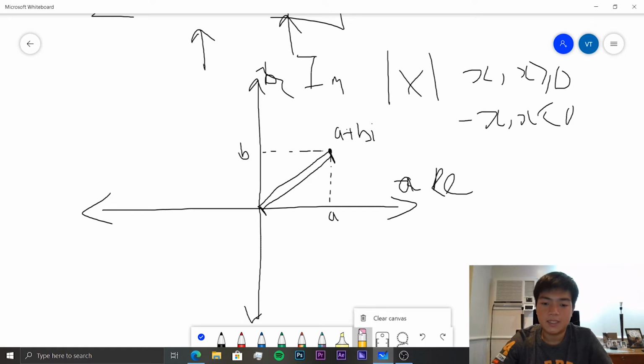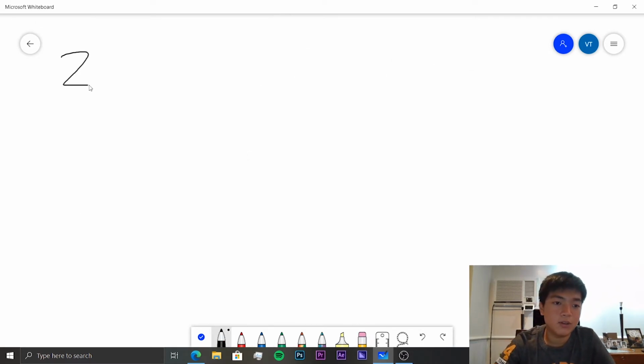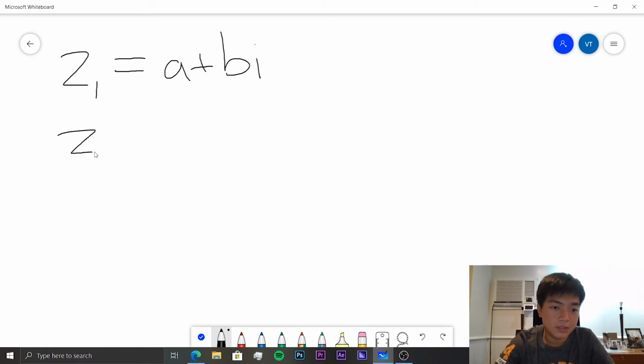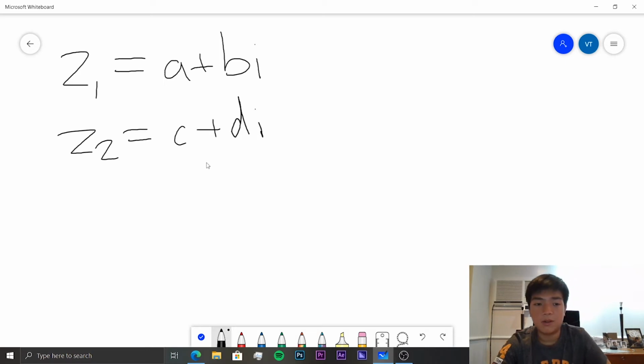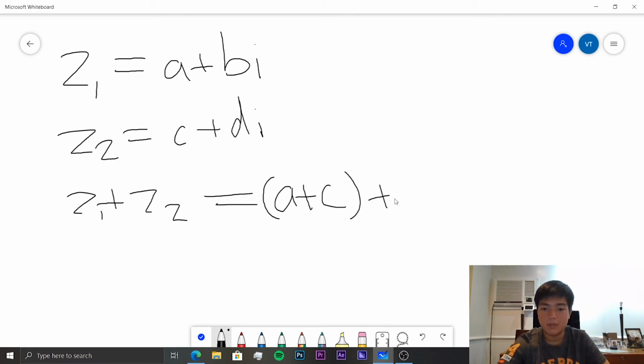So now we need to talk about some operations with complex numbers. Say we have two complex numbers, z1 is equal to a plus bi, and z2 is equal to c plus di. Well, what if we want to add z1 plus z2? If we want to add these numbers, then we simply add their real parts and their imaginary parts. So this would be equal to a plus c as the real part, and then b plus d, i, as the imaginary part.